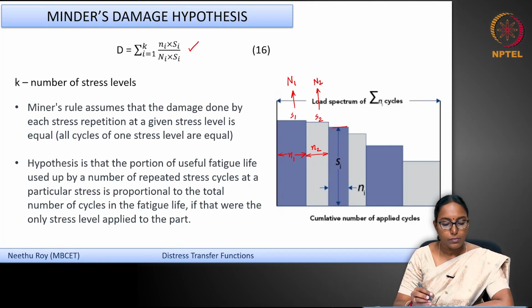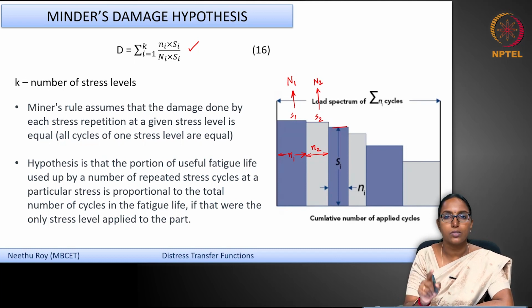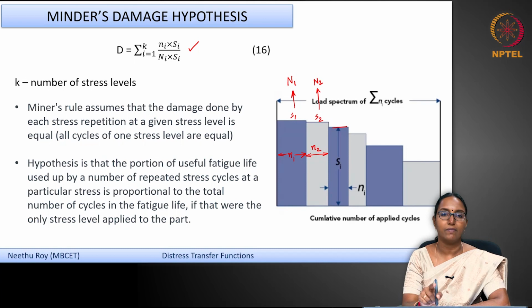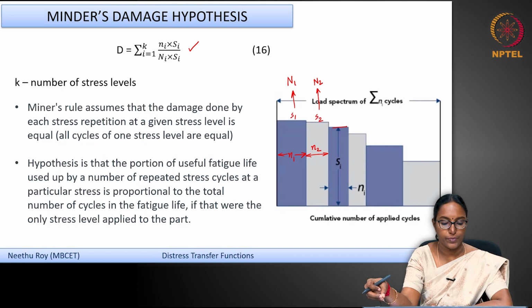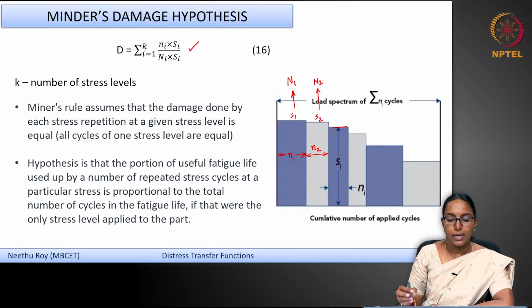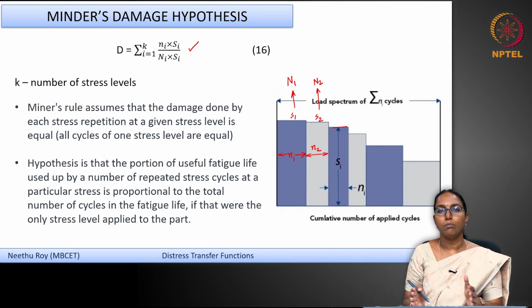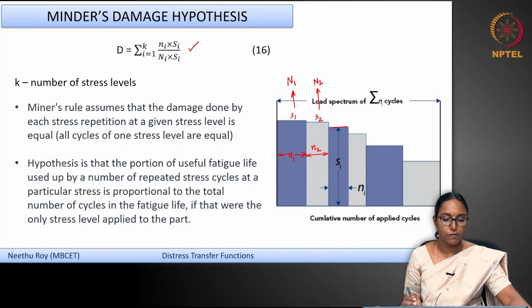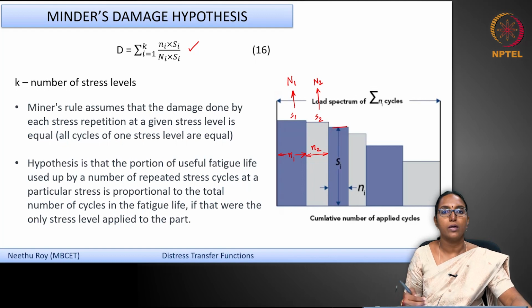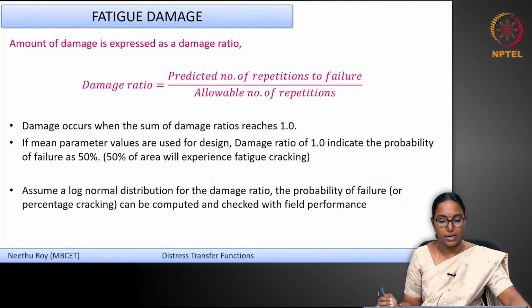So, Miner's rule essentially assumes that the damage done by each stress repetition at a given stress level is equal. Like if you have one stress level S1, if it is applied for the first time or if it is applied for the 10th time, the damage caused at each of these applications remains the same. Okay. So, this hypothesis can be used to sum up the damage that happens because of each of these load applications, or each set of load applications.